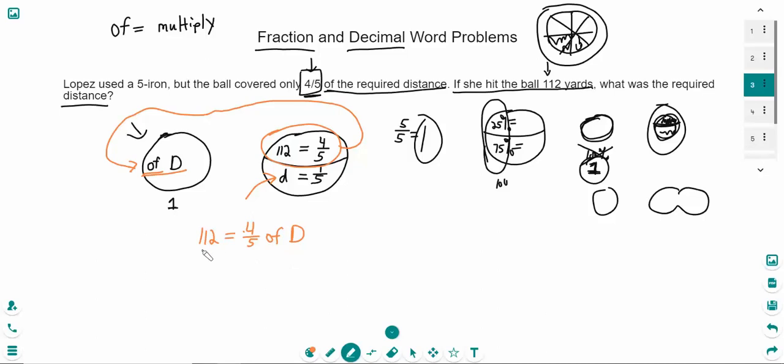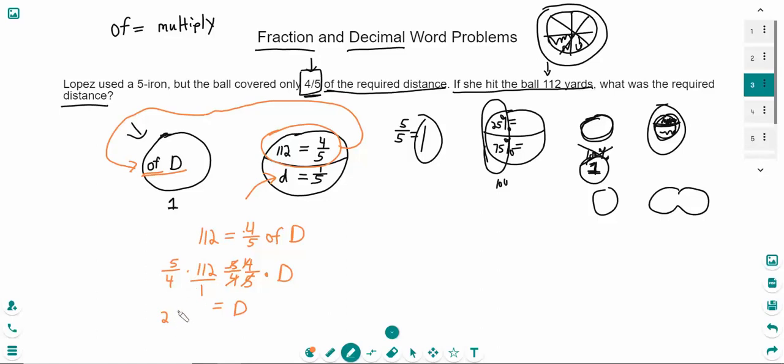Okay, once you have it in this form, now we can solve, because we know that 112 equals 4/5, and this "of" means multiply, of d, and this is an equation in one variable. So how would we solve? Well, we can multiply both sides by 5/4, right? If we do that, then these will cross cancel out, and we're left with just a d. Now 5/4 times this 112, let's see here. 4 can go into 112, I believe. 4 can go into 11 twice.